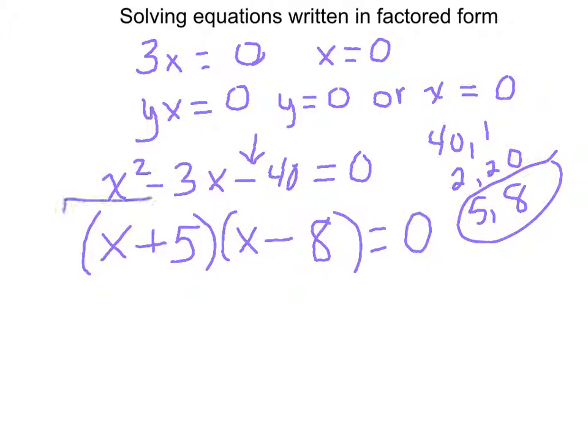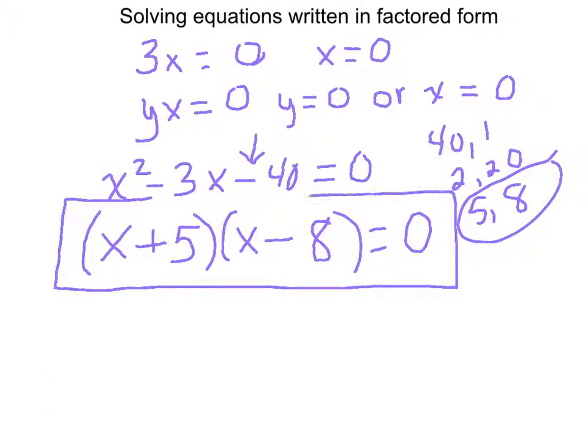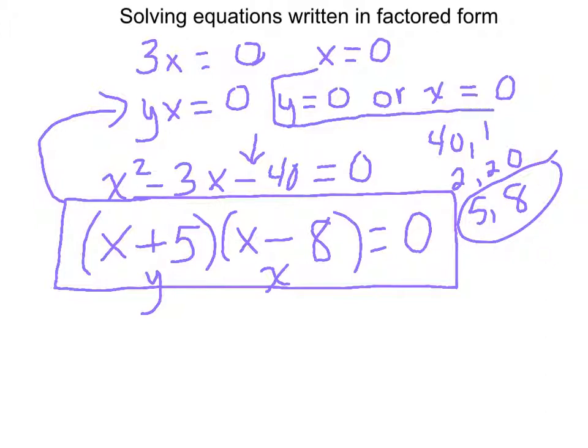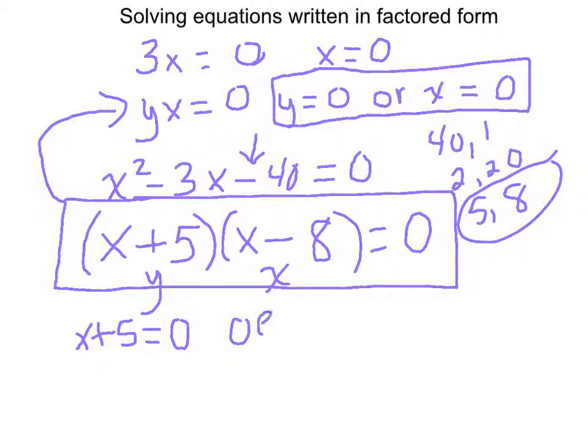Alright, so I got to this point. What is the big deal about that? Well, it's actually very similar to that. Y times x equals 0. We have one parentheses times another parentheses has to equal 0. So we're going to take this conclusion and apply it to this situation. We can conclude that either x plus 5 has to equal 0 or x minus 8 has to equal 0. One of these has to be true.